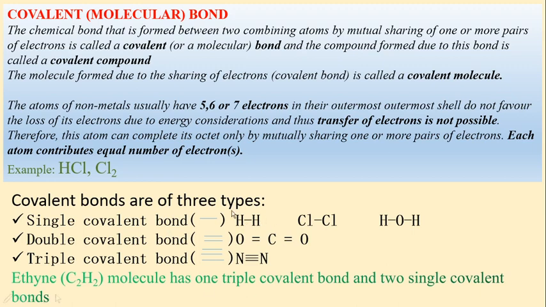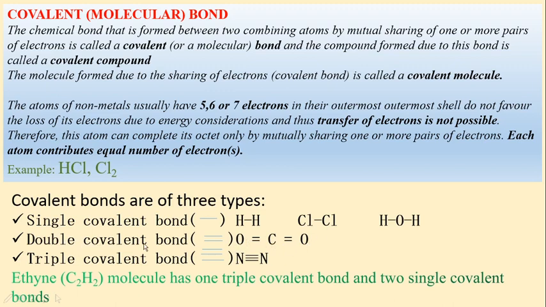Here we have examples. Look at this, hydrogen: they are sharing only one electron among themselves. Chlorine: they are sharing one electron among themselves. And in water, between hydrogen and oxygen, one electron is shared, and between oxygen and the other hydrogen, they are sharing one electron. So these three are examples of single covalent bond. Similarly, this CO2, carbon dioxide.